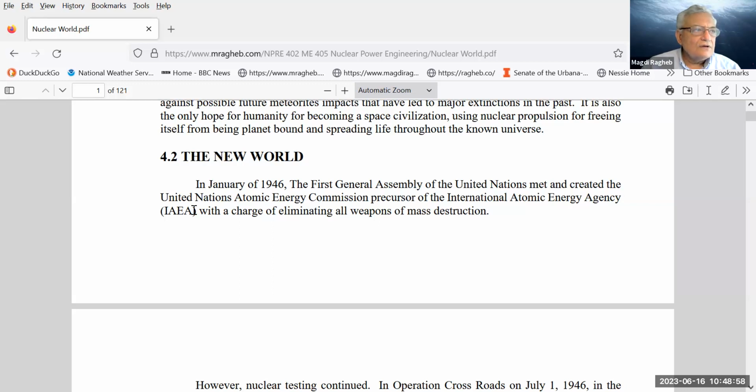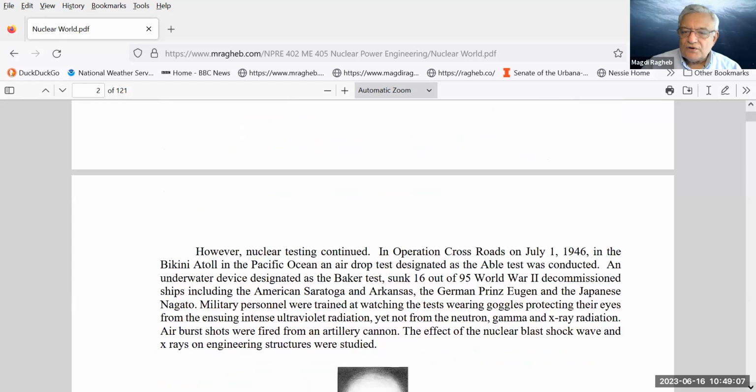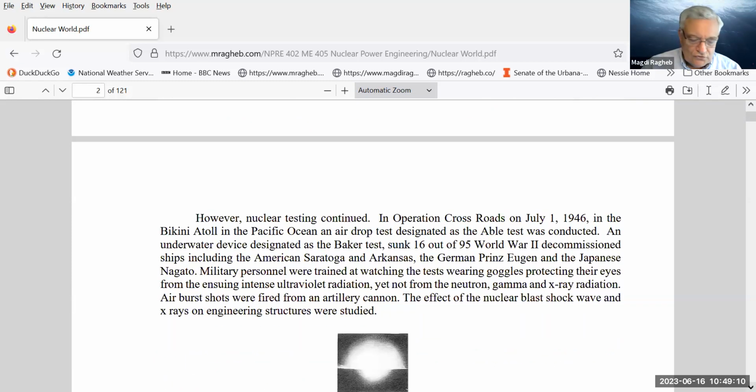It is located in Vienna, in Austria, with a charge of eliminating all weapons of mass destruction, not just nuclear weapons, but weapons of mass destruction include also chemical weapons and biological weapons. There is a suspicion that the COVID-19 that we all lived through and survived was a result of what's called gain-of-function research, GOF, which is a disguise for creating biological weapons. So that is another filter.